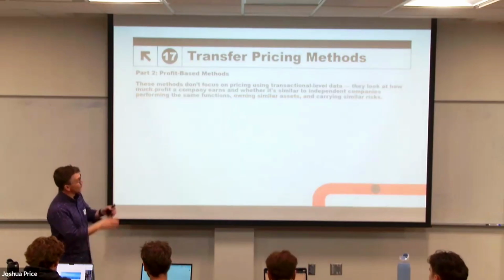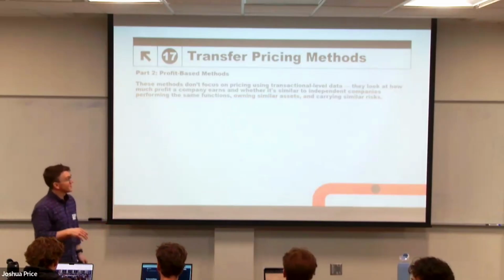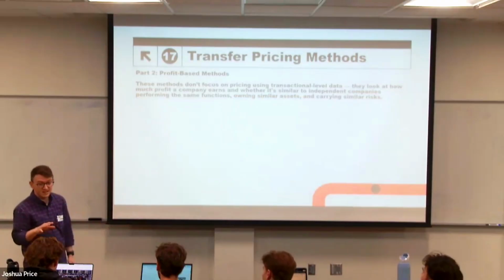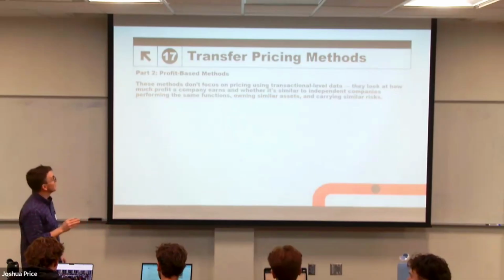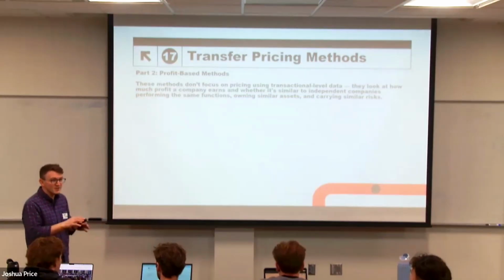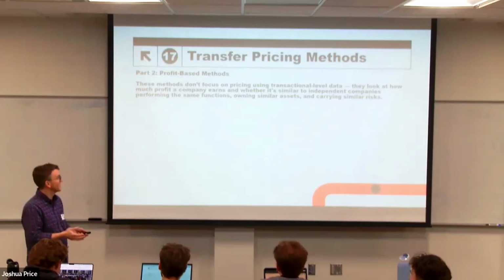Okay. The second branch of methods are profit-based methods. You're moving away from transactional level data because it's either too hard to get, it's unreliable, or it's not similar enough. And you're starting to look more at, in general, what does the P&L, the income statement, look like for companies engaged in this type of activity?